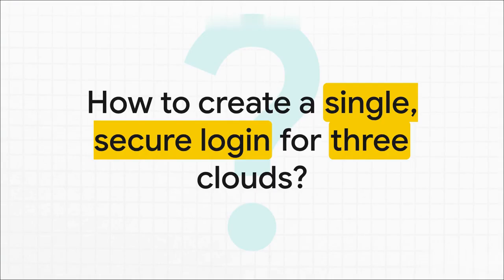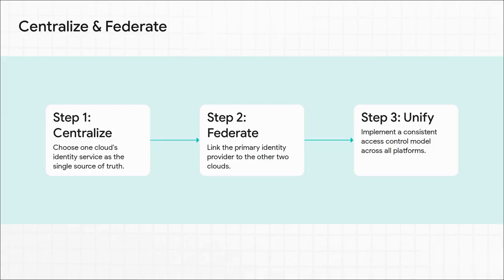An administrator at your company needs to manage resources in AWS, deploy code in GCP, and check logs in Azure. Are they supposed to have three different passwords, three different sets of permissions? No way. That would be a complete security nightmare. The answer is to centralize and then federate.